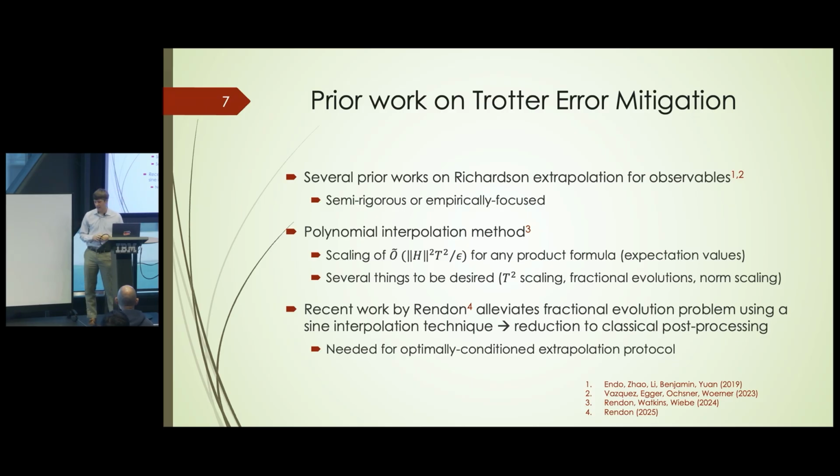I should mention that there's recent excellent work by Gomez-Rendon that also alleviates this fractional query technique by using integer values of a Trotter step and then doing another interpolation on top to get the Chebyshev nodes that you need. And this is needed to exactly approach the optimal Chebyshev interpolation.